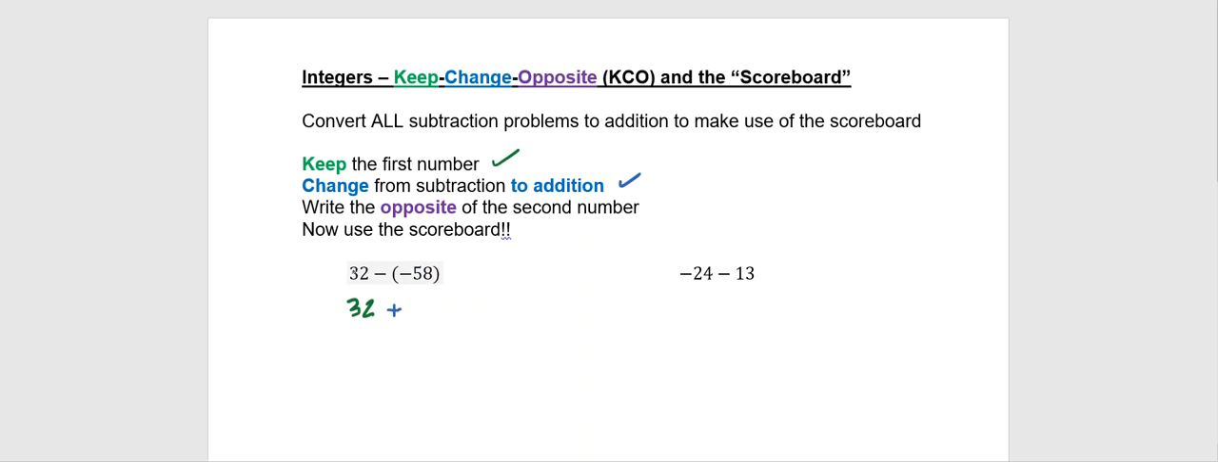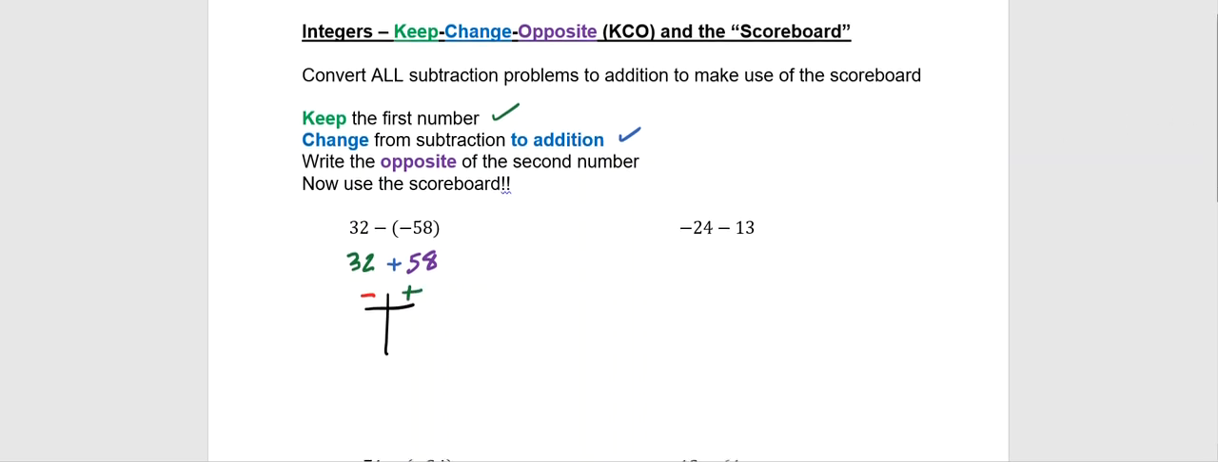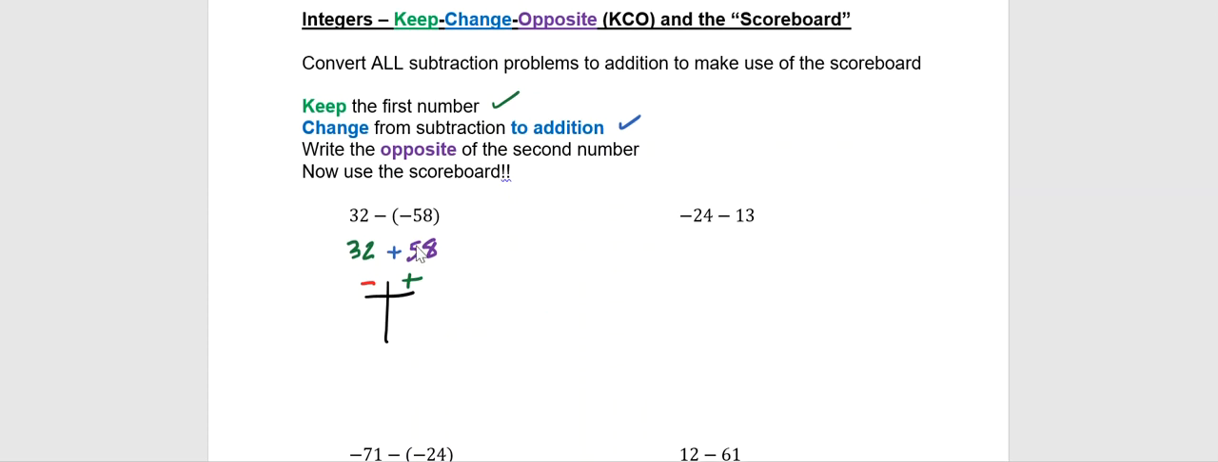So where this started out as 32 minus negative 58, I kept the 32, I changed to addition, and now the negative 58 is going to be converted to positive 58. And now we're ready to go ahead and use the scoreboard. So to set the scoreboard up, remember, set it up as a little T-chart, left side negatives, right side positives, and just go ahead and fill both of your numbers in on the appropriate side.